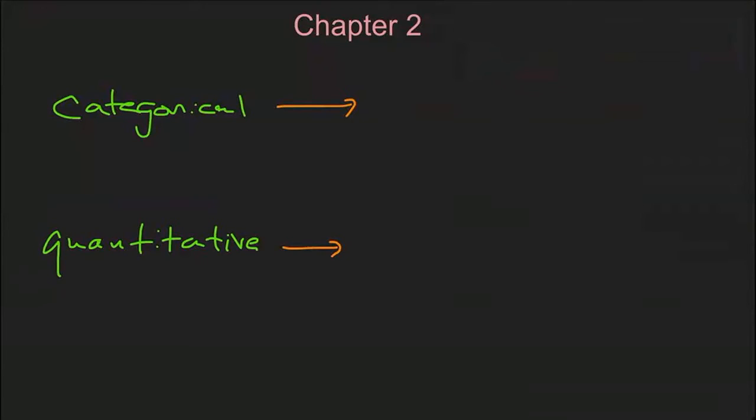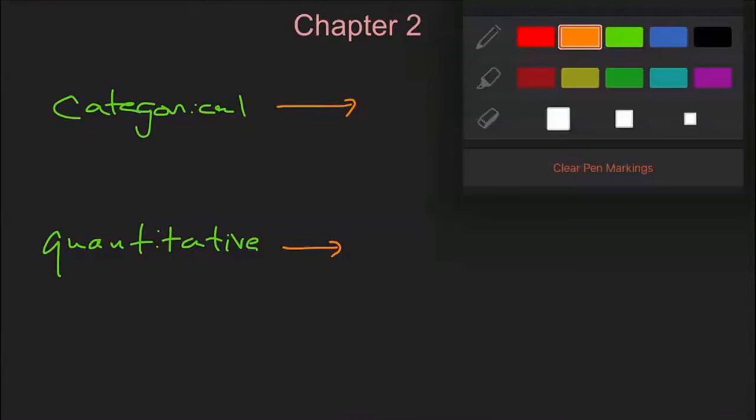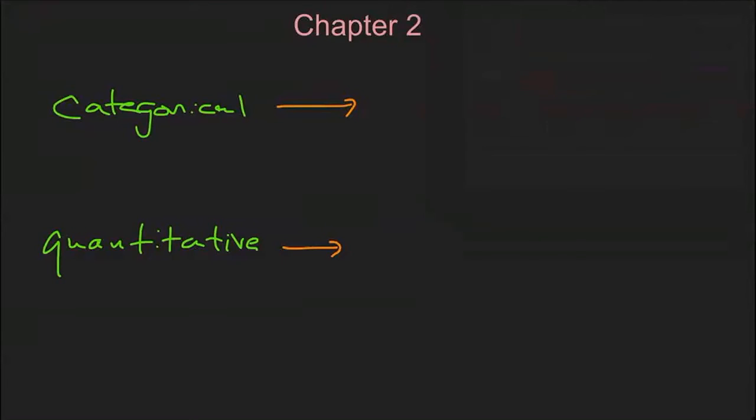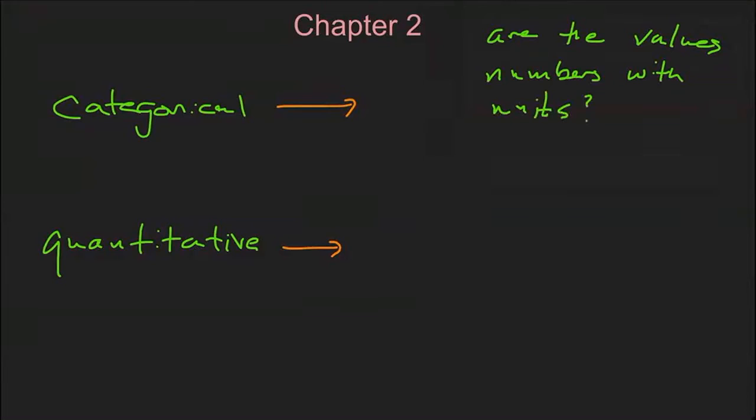So the type of situation you'll come across here is you'll have some variable and you'll want to say whether it's categorical or quantitative. And basically the question you ask yourself is, are the values numbers with units? And this probably makes no sense yet, but we'll try to bring it full circle.